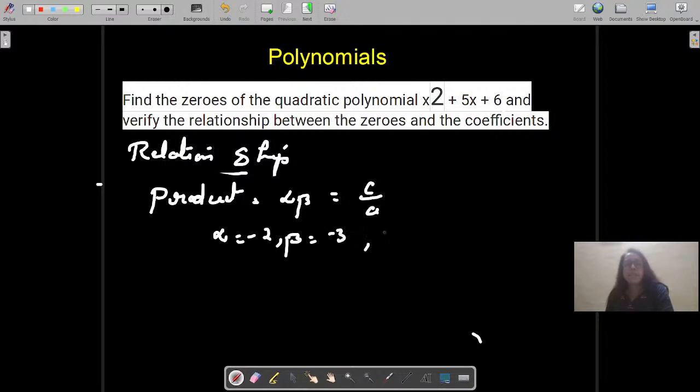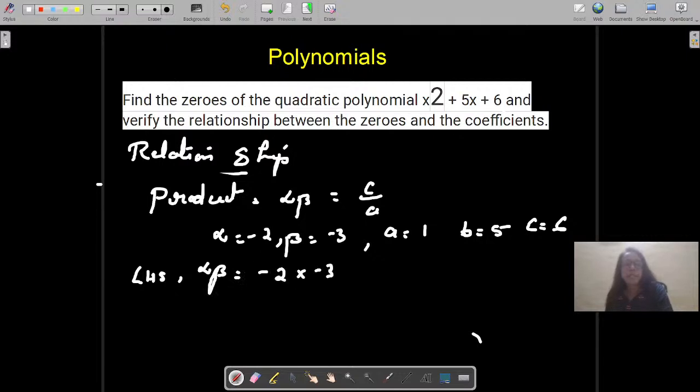And A, B, C. A is equal to the coefficient of x square, which is 1. B is equal to 5. And C is equal to 6. Now alpha beta, LHS. LHS is alpha beta, that is minus 2 into minus 3, is equal to 6. Right? Now what is RHS? Right hand side. RHS will be C by A.